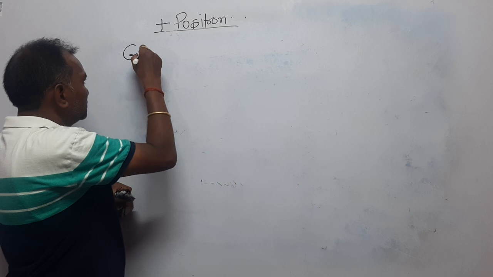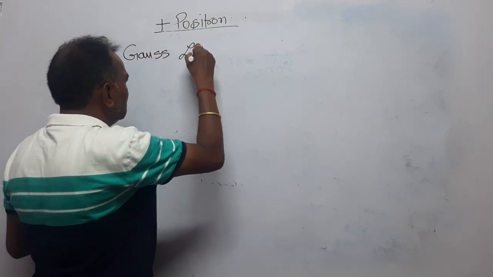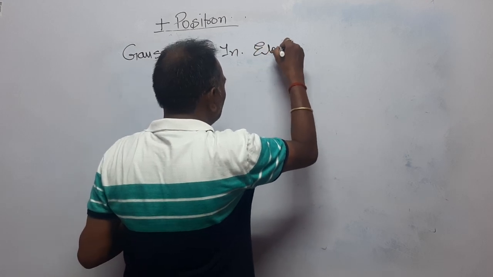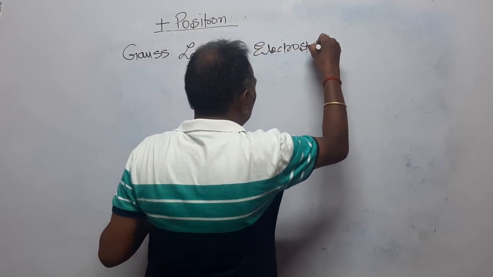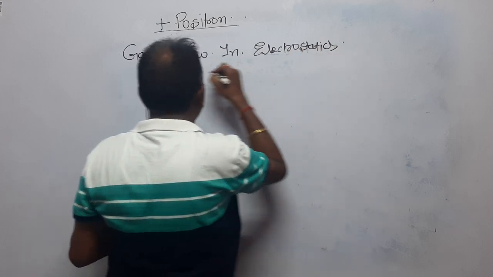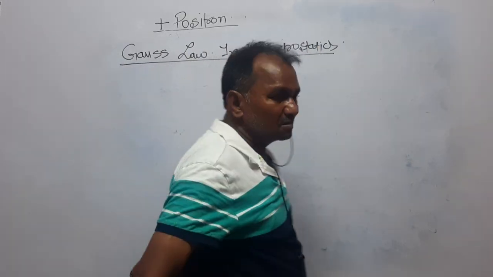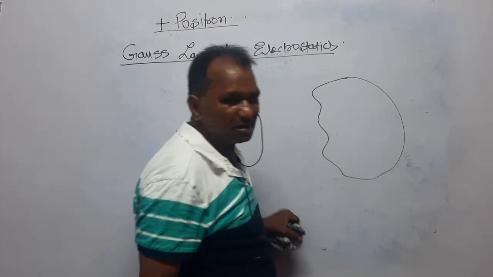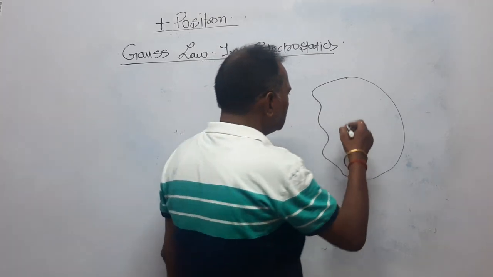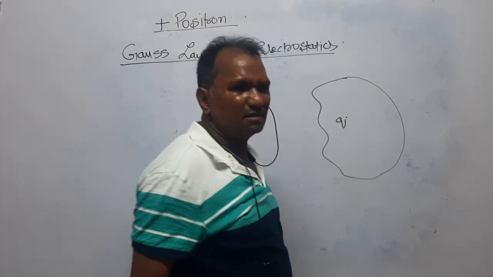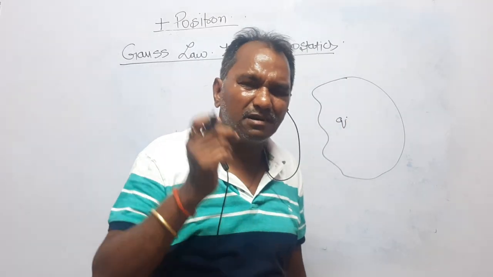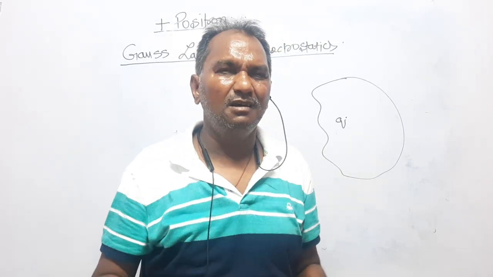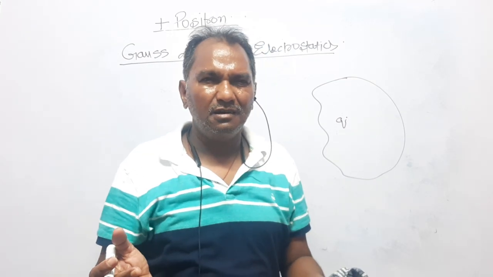Dear students, we are going to study Gauss law in electrostatics. A very irregular kind of body we have considered, right? Charge Q is kept anywhere in the body. Gauss law is the most practical law, most natural law. It does not consider wherever the charge is kept. This is kept inside a body, right?